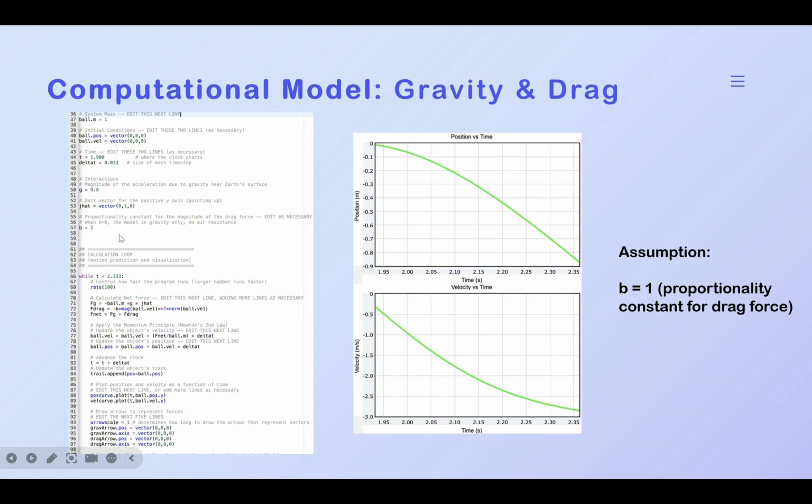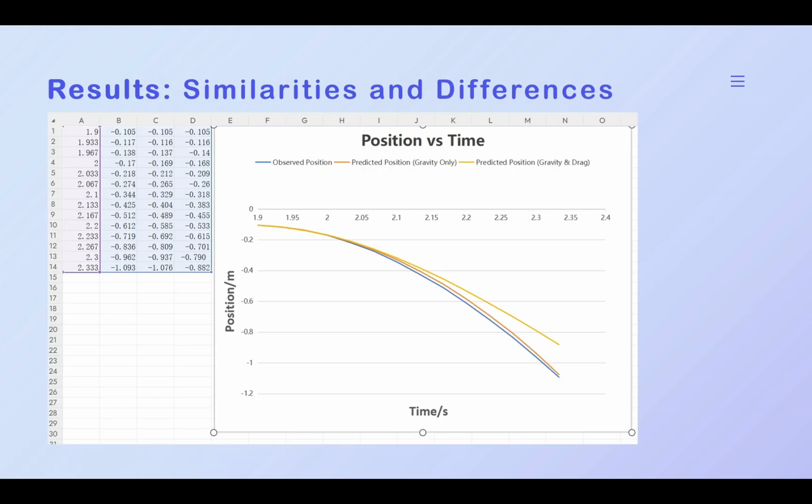Next, let's take a look at the results of the lab. I made a line graph corresponding to the three sets of data obtained from the different models. As you can see from the graph, the three almost overlap at the beginning, but as time changes, the gap between the data set that only considers gravity and the data set that considers both gravity and drag force becomes larger. This is because the drag force counteracts some of the gravity force, and thus the falling speed is relatively slower.